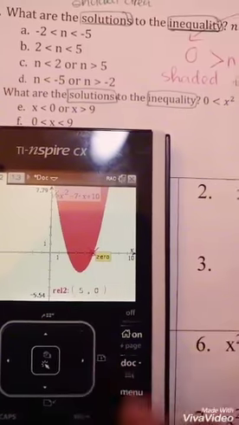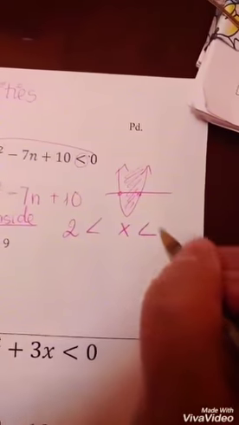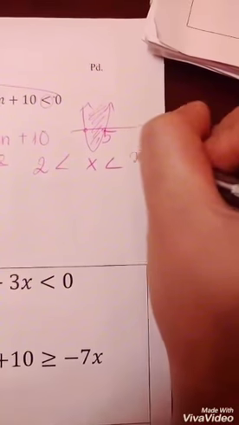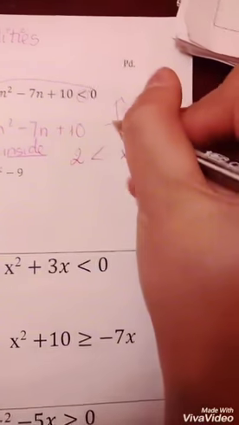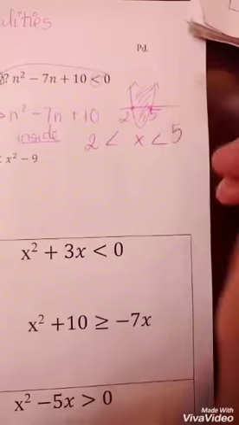Let's go to the right side and find the other zero. Alright, almost there. The second zero is 5, 0. So I'm going to put 5 right here. And therefore it's going to be x is between 2 and 5. Again, 2 is the first zero and 5 is the second zero.